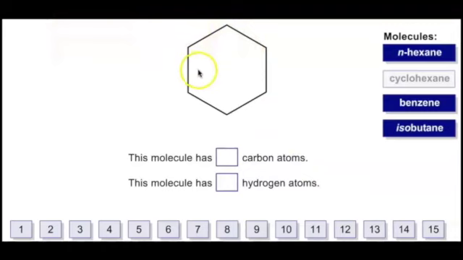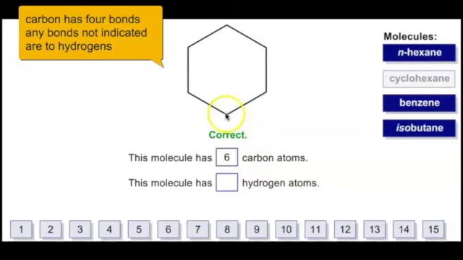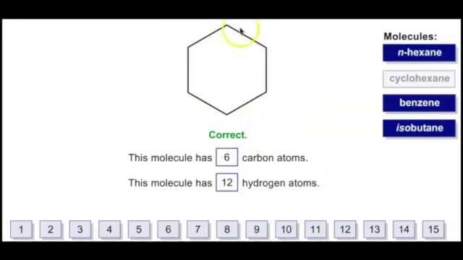So this is an example of a cyclic or a ring structure. There's 1, 2, 3, 4, 5, 6 carbons on here. And determining the hydrogen atoms, you start with the fact that each angle is a carbon atom and there's 2 bonds coming out of it. That's every single one of those angles. So that means that there must also be 2 hydrogen atoms at each of these angles. So there's going to be a total of 12 hydrogen atoms. So this is called cyclohexane. It's the ring version of hexane, the straight chain with 6 carbons.